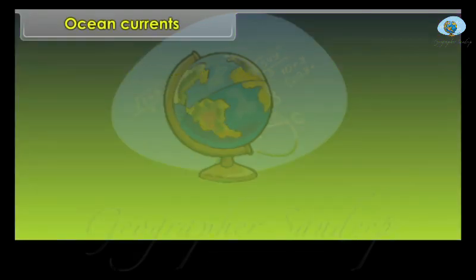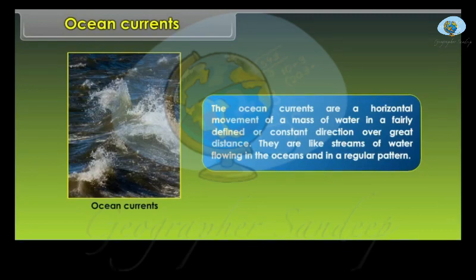Ocean currents. The ocean currents are a horizontal movement of a mass of water in a fairly defined or constant direction over great distance. They are like streams of water flowing in the oceans and in a regular pattern.